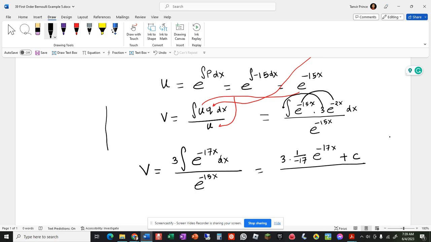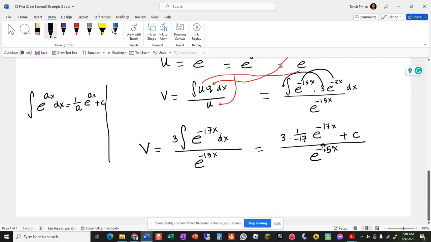So again, as a side note, the integral of e to the ax is 1 over a e to the ax plus c. So in this example, my a is negative 17. Or you can use u substitution if you want. And then I copy e to the negative 15x here.